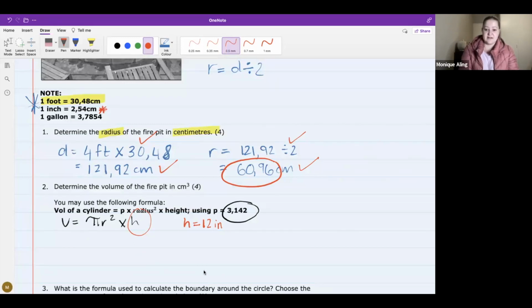Well done. Okay. So the reason why I'm converting the height into centimeters is because we need all the units to be the same in the formula. Okay, so height is in inches, so we're going to convert to centimeters. So we times by the conversion factor, which will always be given, and we get a height of 30,48 centimeters. Okay, so now that you have all the dimensions and they're both in centimeters, I'm going to ask you guys to quickly work out the volume for me. Give you a couple of minutes.